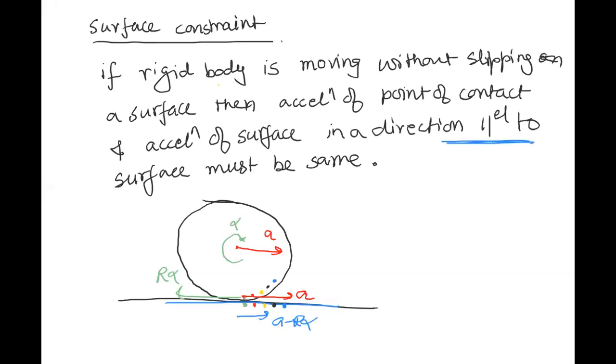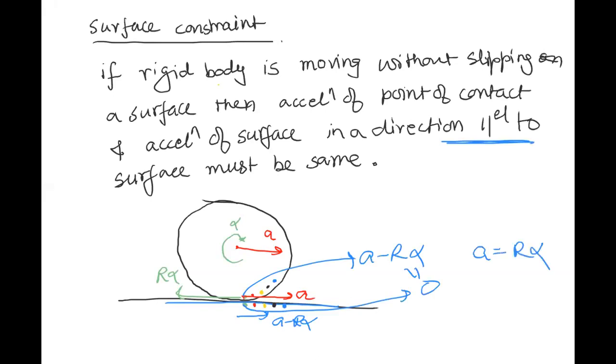Now, if the rigid body is in contact with the stationary surface, that means that this point has got a velocity of A minus R alpha. The surface point has got a velocity of 0. They two must be equal. A must be equal to R alpha.